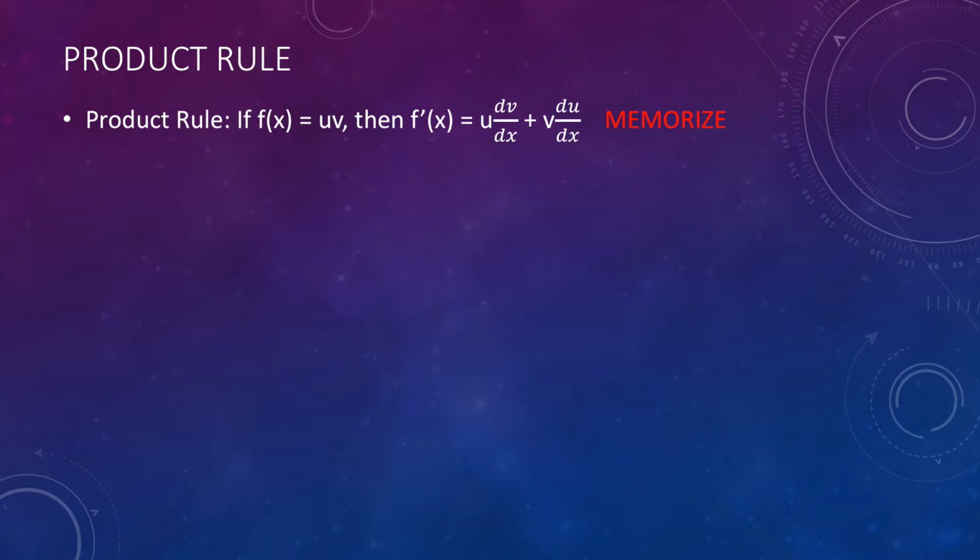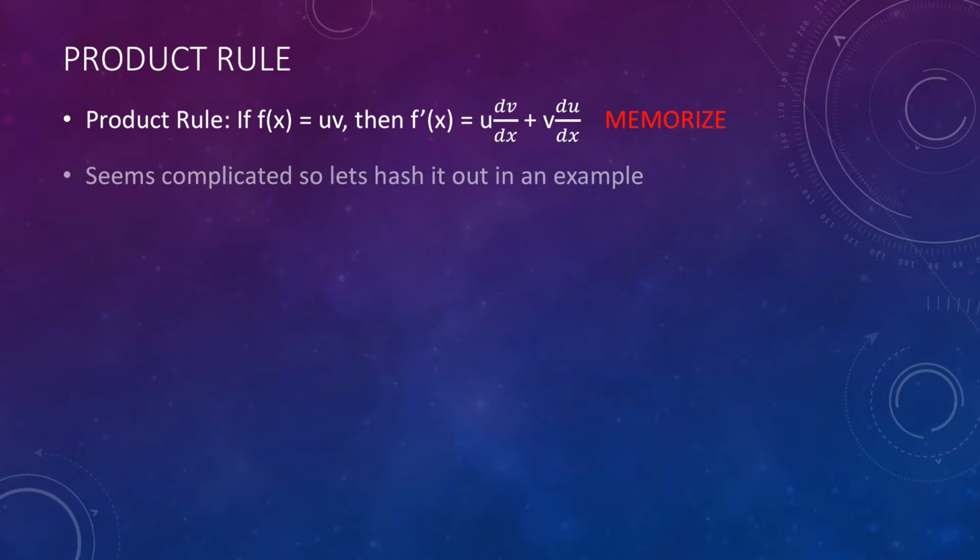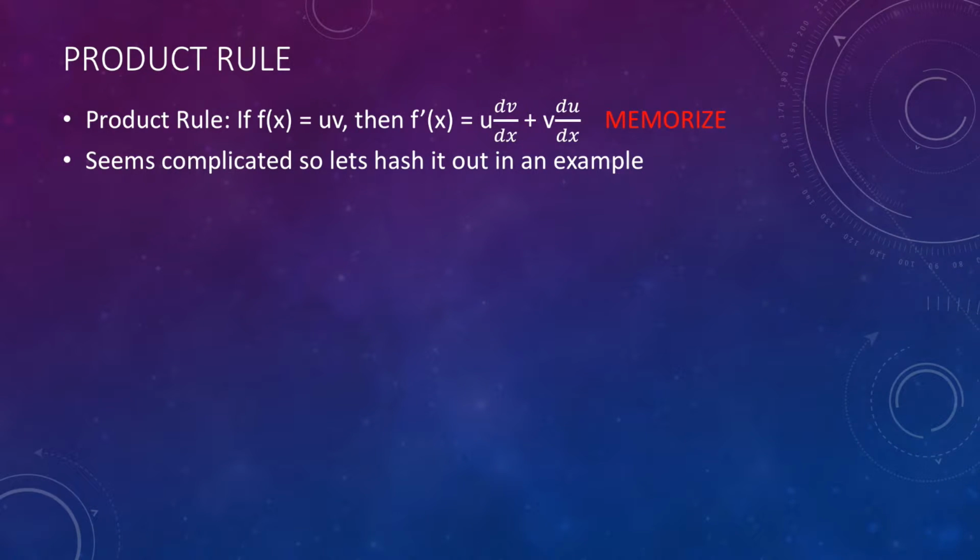So if f of x equals u times v, then the derivative of f of x equals u times the derivative of v plus v times the derivative of u. And you should memorize that, by the way. It's pretty common. You're going to see this a lot, actually. It seems a bit complicated, so let's hash it out in an example.